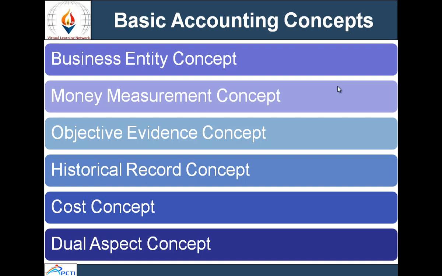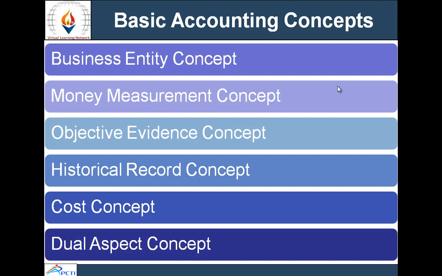Next is historical record concept. The historical cost principle states that businesses must record and account for most assets and liabilities at their purchase or acquisition price. In other words, businesses have to record an asset on their balance sheet for the amount paid for the asset.